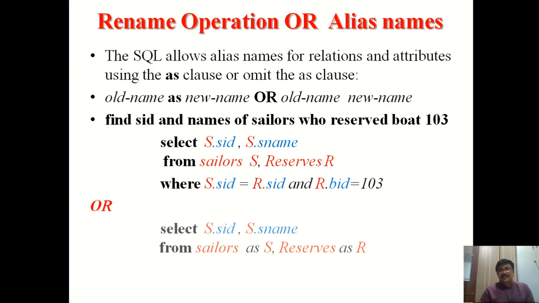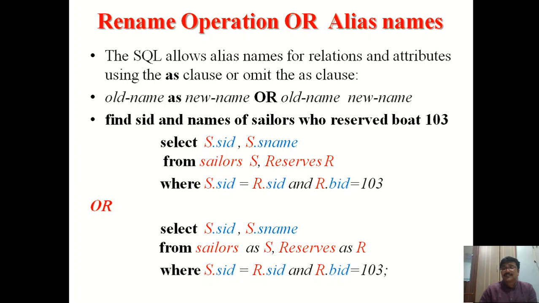This can also be written as select S.SID, S.SName from Sailors as S, reserves as R, where S.SID is equal to R.SID and R.BID is equal to 103. Both are the same, and the first query has an alias name without any keyword, whereas the second query used the keyword as to represent the alias name. So I think the first one is very easy because we don't use any keywords. Simply we can give a space and specify the alias name. So this is for our flexibility. These alias names can be used. So we can see the queries.